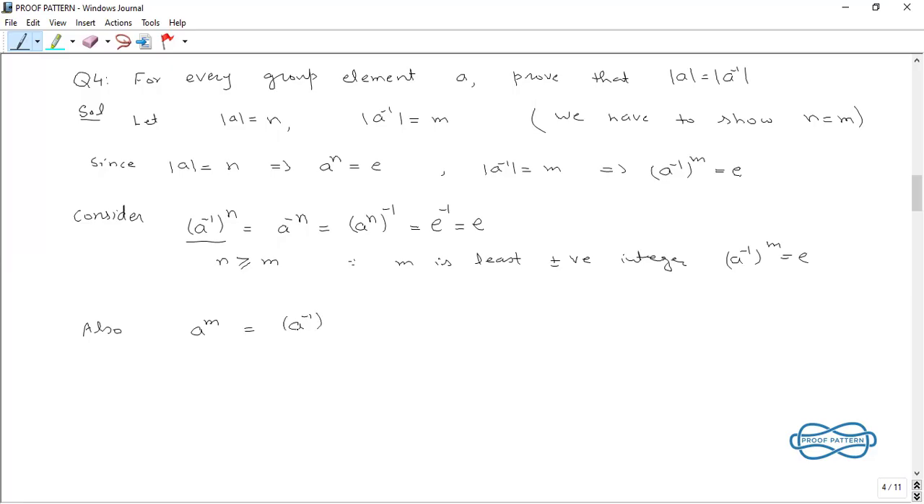Okay, also now consider A to the power m. It can be written as A to the power minus 1, to the power minus 1, to the power m, and that can be written as (A to the power minus 1, to the power m), and to the power minus 1.